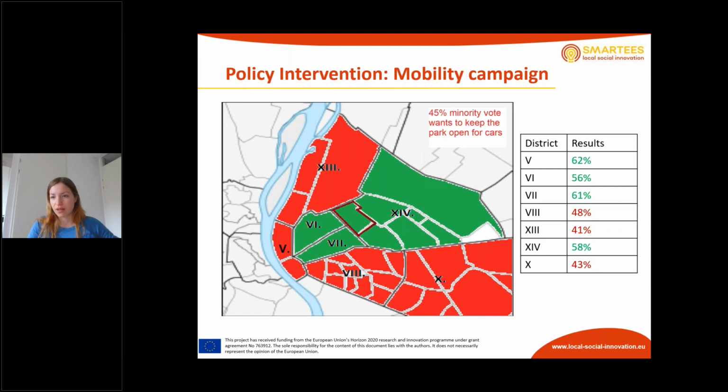We also did an opposite policy intervention. What if many citizens and also mobility-related companies campaign on why this road needs to remain open to ensure mobility within the city? We see that we go back to the more default state, and that is that there's a 45% majority that wants to keep the park open for car traffic.